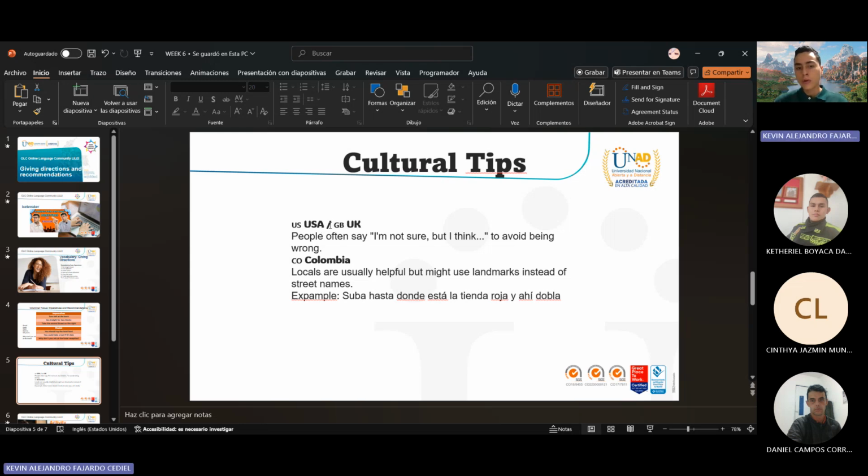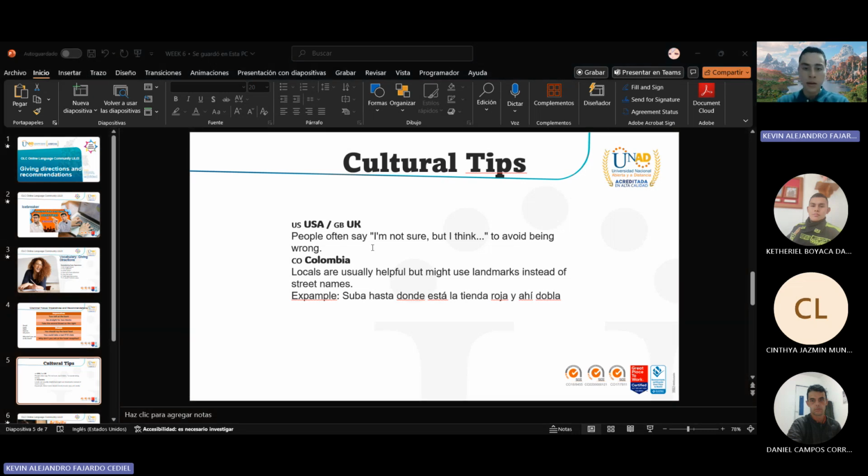But in the USA or United Kingdom, usually some people say to you, "I'm not sure, but I think it's 2 blocks away." People might not give the direction exactly, but if they're unsure, they usually say "I'm not sure, but I think." And this is a polite form to avoid giving wrong info.